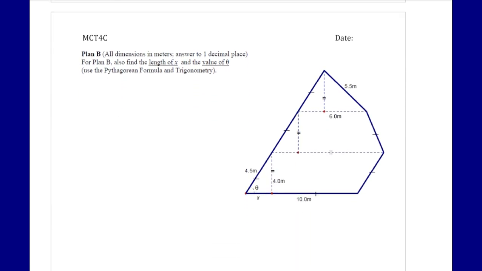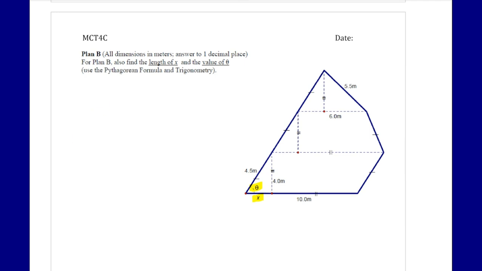So floor plan B, made up of some triangles, some parallelograms. We want to find all the dimensions, right, so that we can go through and find the area and perimeter, as well as find the length of side A or X and the value of theta. What angle are each of these triangles at? So I'm going to walk through the first part. I'll help you find X and theta, and then I want you to go through and calculate the perimeter and area of this shape.